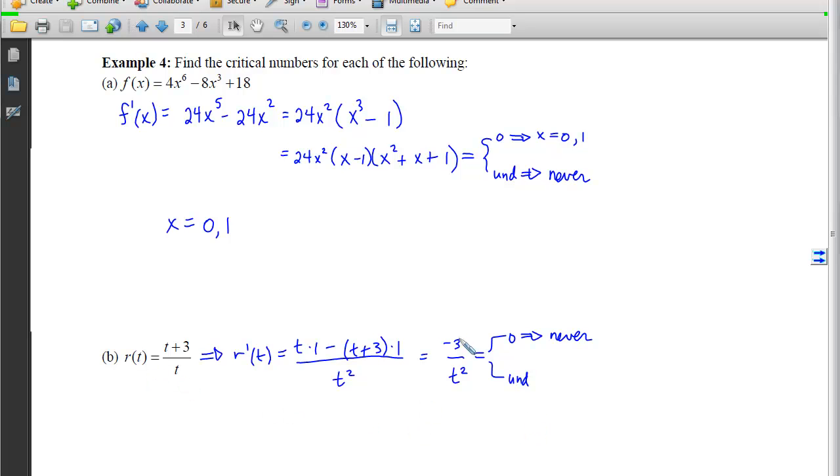If I look at when this is undefined, at first glance I might say that t equals 0, because of course I cannot divide by 0. But we have to remember that critical values can only count as critical values if they are in the domain of the original function. And the original function has a problem at 0, so I cannot count it as a critical value. And again, I never have any undefined slopes on this graph either.